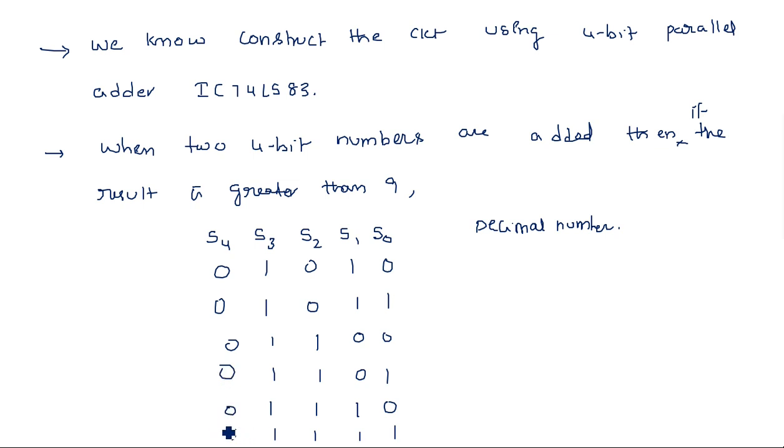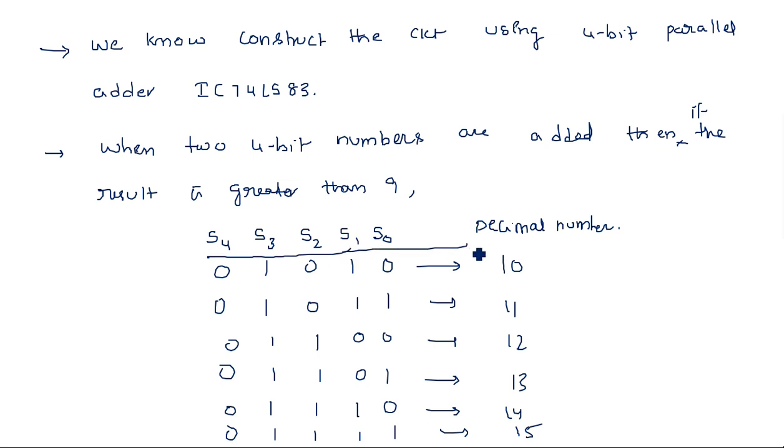After that, what will we be having? 1 and 4 zeros. The decimal number corresponding to this one is 10. It is 11. This is 12, 13, 14, and 15. So these are the outputs for which we need to add 6. If the result is greater than 9, that means 10, 1010.